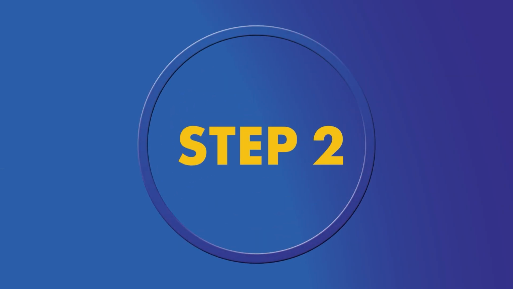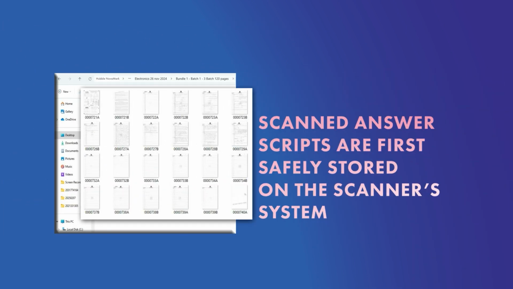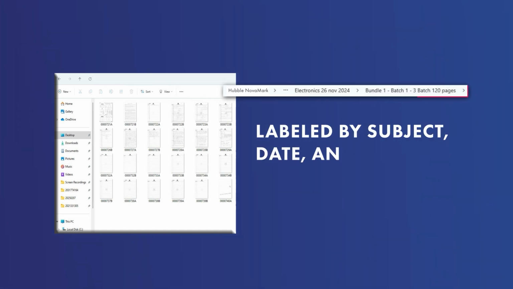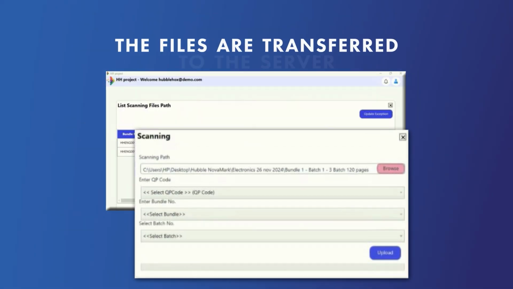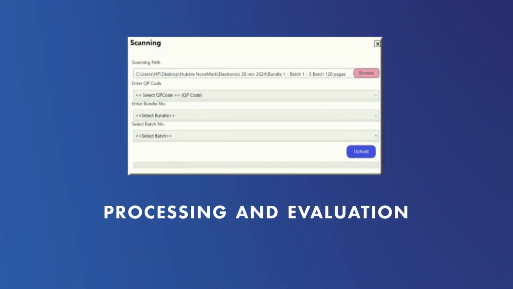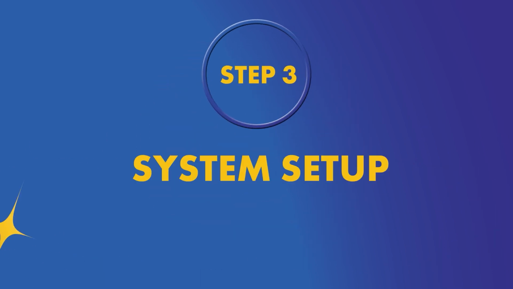Step 2. Answer script scanning. Scanned answer scripts are first safely stored on the scanner system in organized folders labeled by subject, date, and batch details. Once scanning is complete, the files are transferred to the server, ensuring a smooth and secure handoff for processing and evaluation. Step 3. System setup for evaluation.